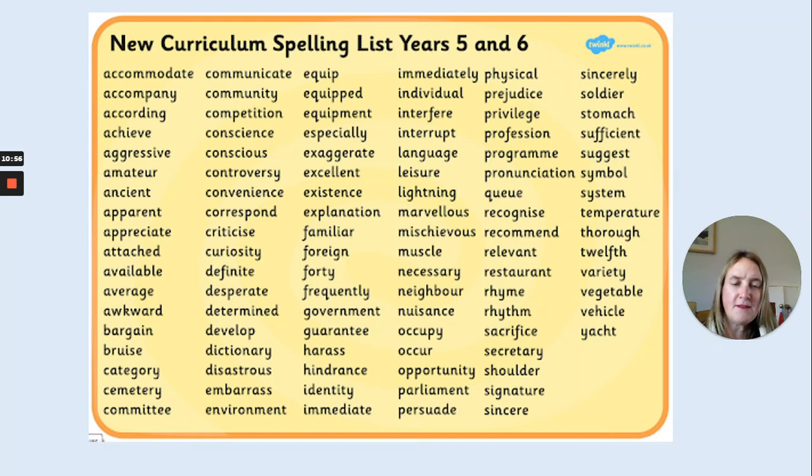And then the same with the year 5, 6 words. Choose 4 or 5 of those which would lend themselves to your type of story. Pause the video if you need to have a look.